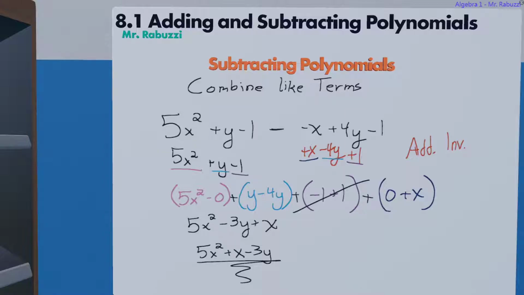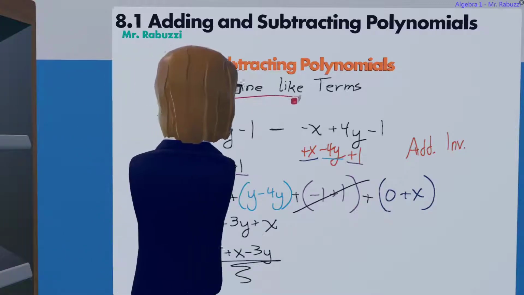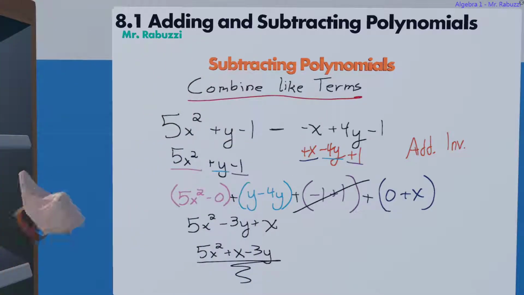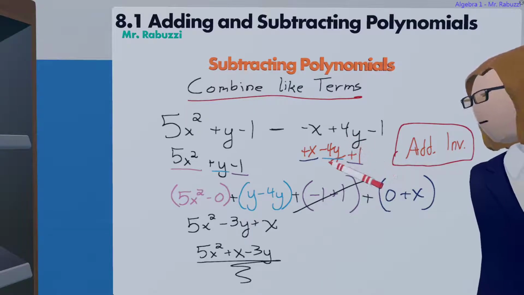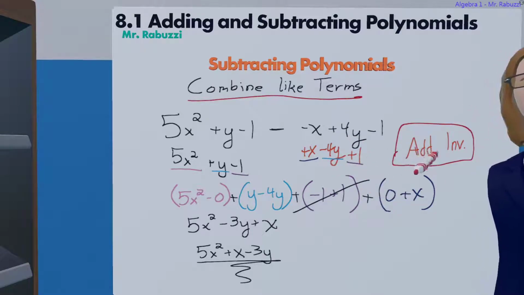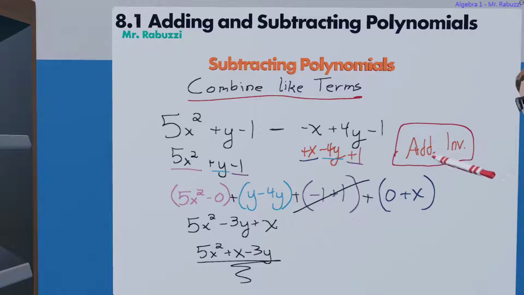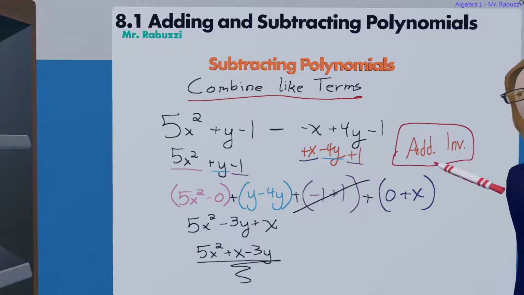So that's all we're doing today in this lesson, adding and subtracting polynomials. And the secret to that is to combine like terms. When it's a subtraction problem, you do the additive inverse first. You make the second one opposite, all these opposites. Then you just combine like terms. So adding and subtracting are the same. Subtracting just has this one more step you need to do to make your opposites.